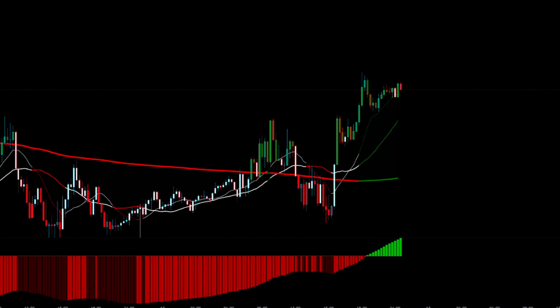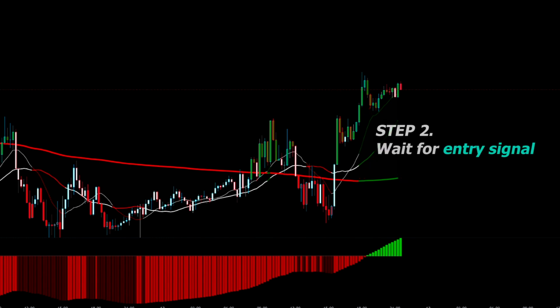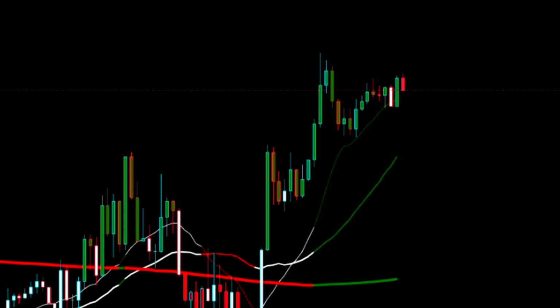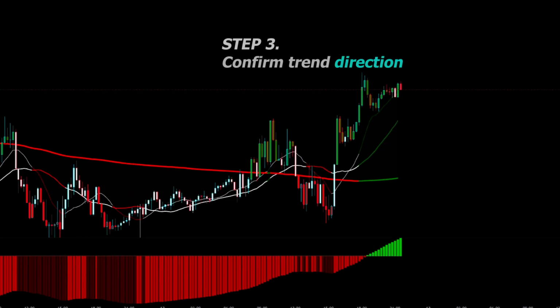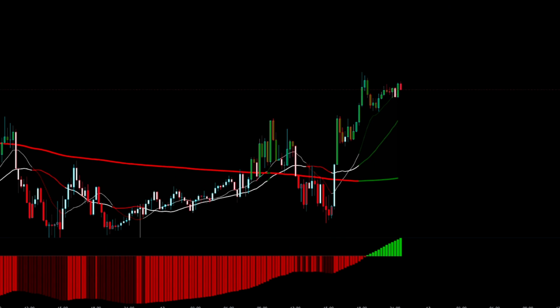Okay, so now let's go over the system criteria. Okay, so when looking for entry opportunities, the first step is to identify the trend direction, and we do this by analyzing the color of all the EMAs. Now all three have to be green for you to be in a bullish structural market. Now the second step is waiting for our entry signal, which is the MACD candles changing from white to green. And once we get our entry signal, we need to verify the signal is valid by checking the MACD 4C is also colored green, signifying overall bullish sentiment.